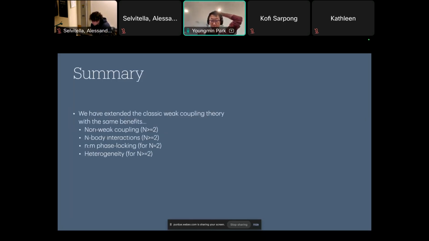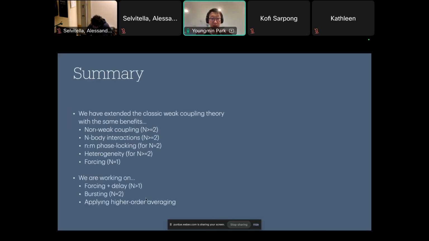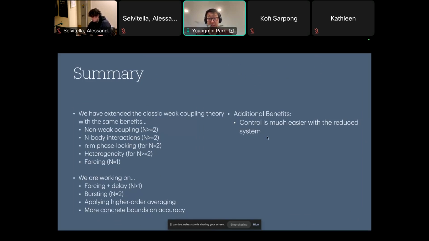Okay, just to summarize, we've extended the classic weak coupling theory with the same benefits of analyzing a single scalar equation for non-weak coupling, for n-body interactions, for n-to-m phase locking, with heterogeneity, for forcing. We are working on forcing plus delay, bursting, and applying higher order averaging, as well as obtaining more concrete bounds and accuracy. And as far as the data science part goes, there are significant benefits to the approach that I'm showing you. Again, this is all very restricted, but I want to start branching out and showing the field at large some more useful properties of what I'm doing. So, for example, control.